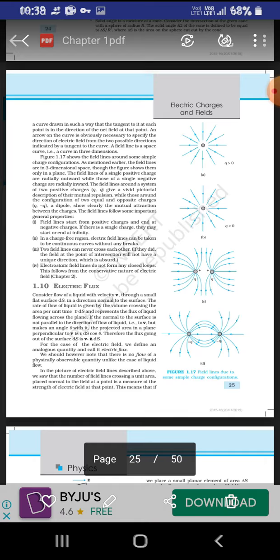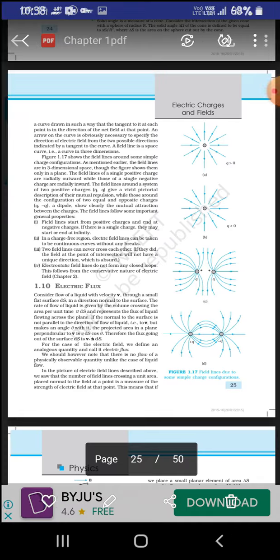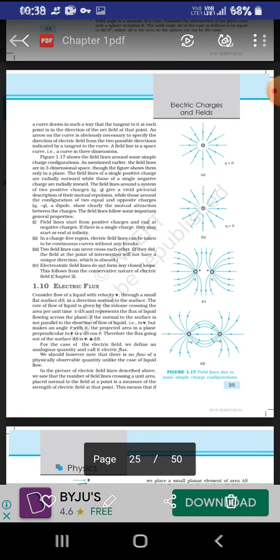So next, let us know the field lines follow some important general properties. The field line starts from a positive charge and ends at a negative charge. So it starts from positive and ends at the negative. And in a charge-free region, electric field lines can be taken to be continuous curves without any break. And two field lines can never cross each other. And electrostatic field lines do not form any closed loop. So these are some important general properties. They may ask in an exam what the important general properties of electric field lines are, so you have to write this.